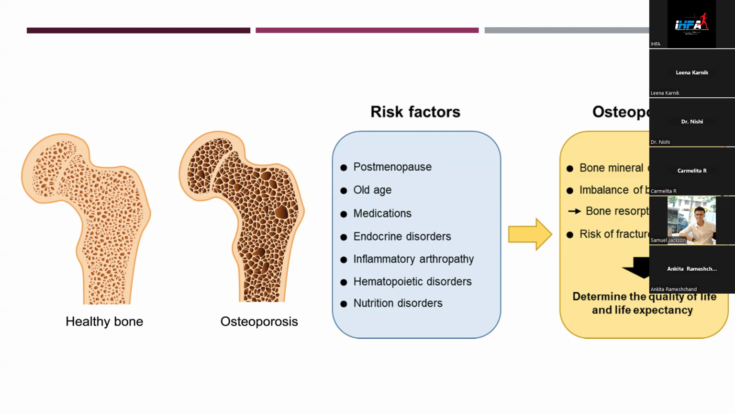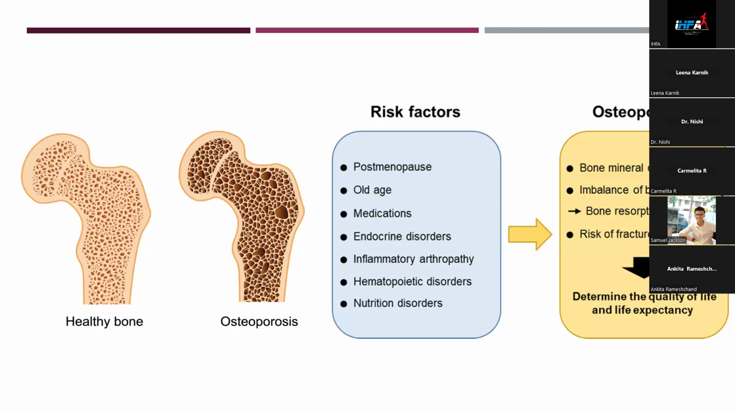First is postmenopause. As you know, with menopause, your estrogen hormone, which is a very good hormone for females, reduces. And when this reduces, the chances of osteoporosis increase. Old age, because obviously the bone mass will reduce. Medications, specifically cancer-related medications like radiation and oral medications, have been proved by research to reduce the muscle mass and also the bone mass.